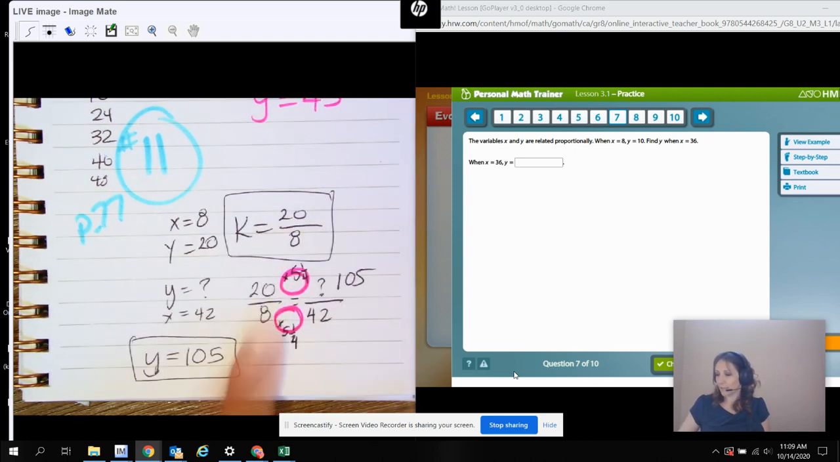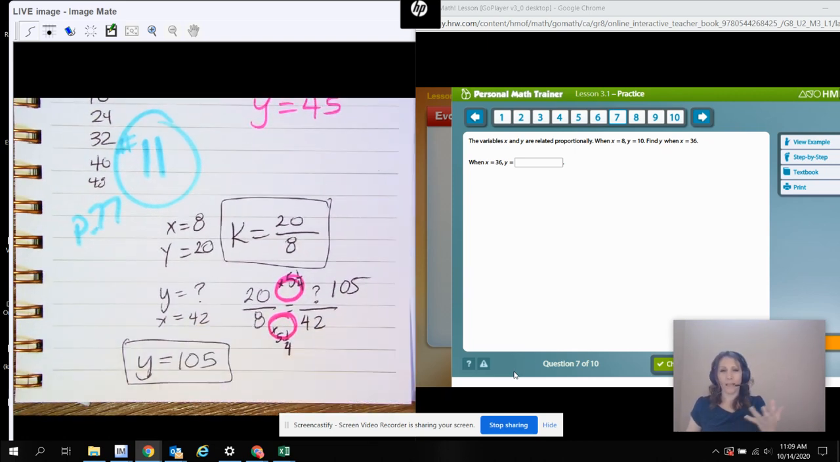Find your k, set them equal to your unknown, and find that common mathematical operation. All right, good job.